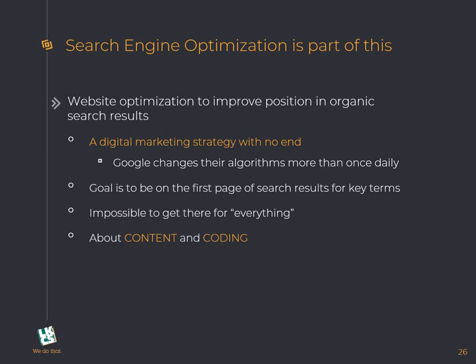And you have to realize it's impossible to get there for everything, unless you truly have an unlimited budget. And if you do, I'd love to talk to you. But it's about content and coding. It's about the content on your pages and continuously improving the content on those pages and even having specialized pages for very specific content, blogs and all sorts of things. And it's about coding. It's about the code behind those pages, making sure that everything's properly structured in that code to really optimize it for Google's algorithms.